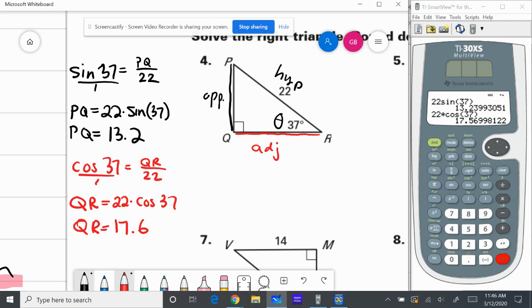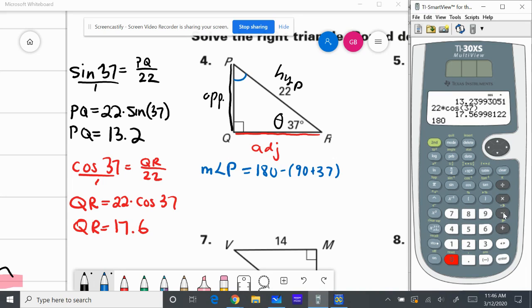Okay, so I have all three sides. I have two angles. To find angle P, remember that all three angles of a triangle sum up to 180. So 180 minus the 90-degree angle and the 37-degree angle. That's going to be 53 degrees.